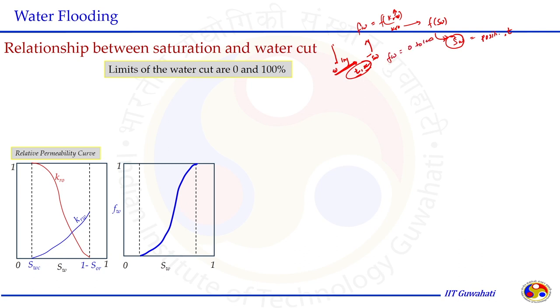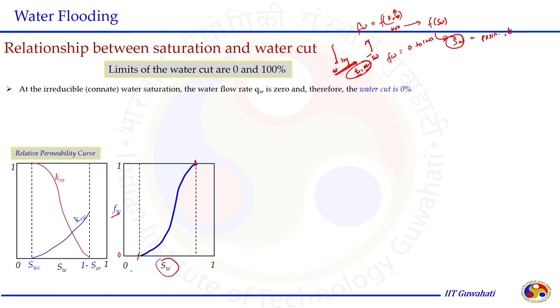So either no water is getting produced or only water is getting produced. Let's say this relative permeability curve that we discussed in detail in the two-phase relative permeability diagram, where this FW can vary from this position to this position. The value will be varying from 0 to 1, but the saturation of the water, if we plot on the x-axis from 0 to 1, the movement of the fluid will be there between this range only.